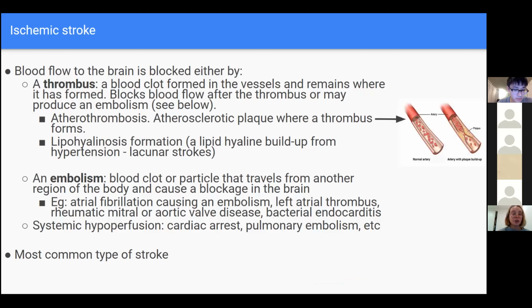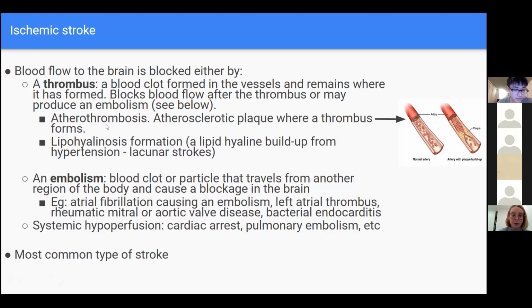So as I mentioned earlier, the ischemic stroke is really when the blood flow to the brain is blocked, either first by a thrombus. So what is a thrombus? I always get confused between a thrombus and an embolism. So I wrote the definition here. A thrombus is a blood clot that is formed in the vessels and remains where it has formed, okay? So it blocks the blood flow after the thrombus, or it may actually produce an embolism that we'll see afterwards. So what are the two most common causes of thrombus for a stroke?